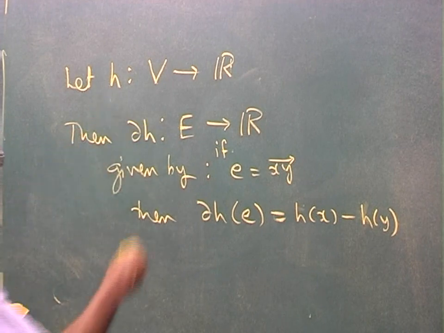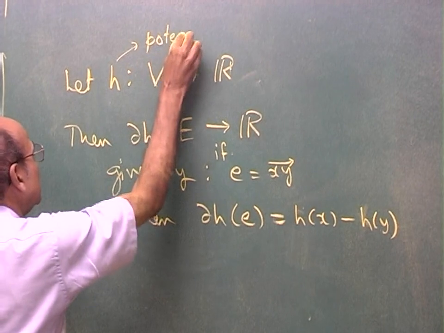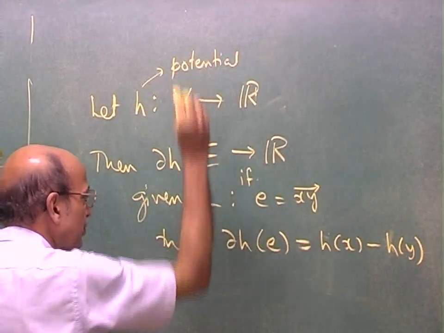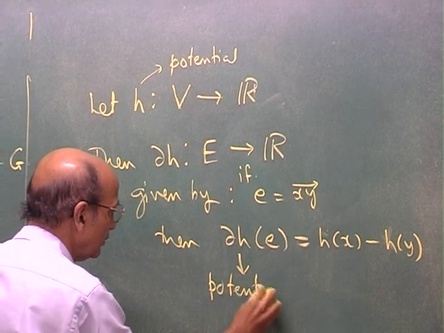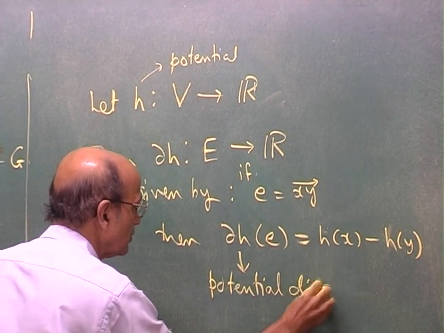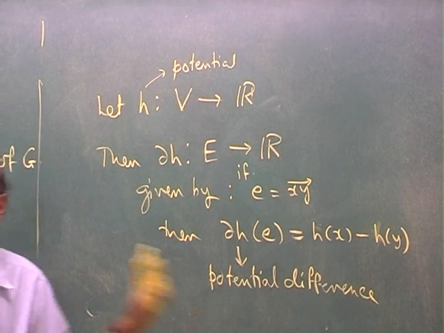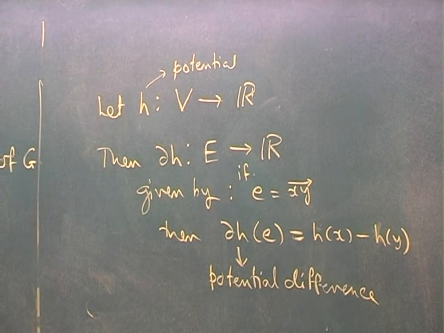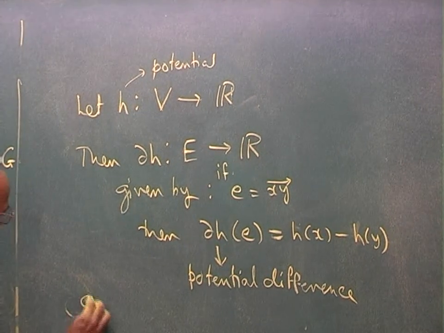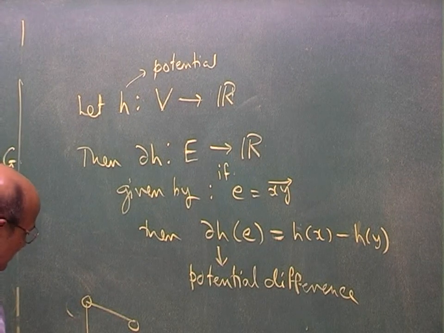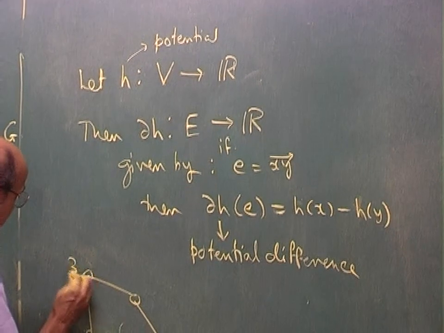This is what is called potential. And which is why this is called potential difference. That's exactly like voltage. For example, just put numbers 3, 0.